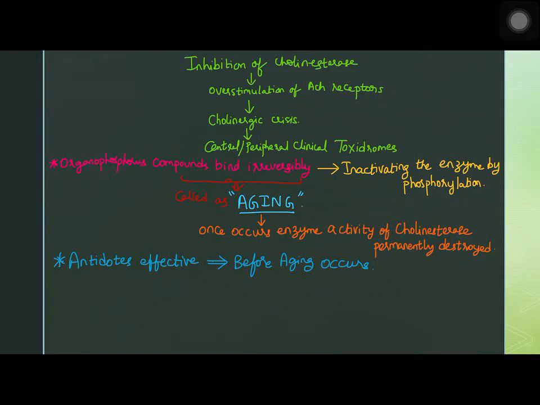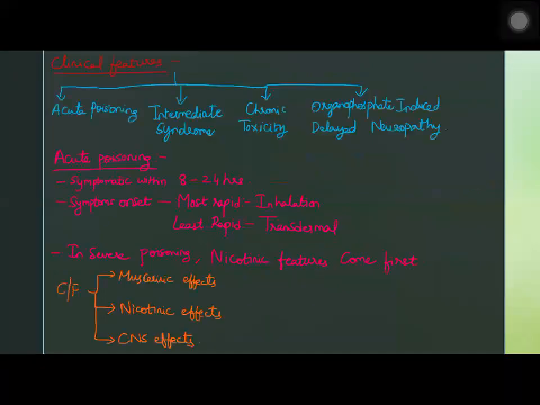Organophosphorus compounds bind irreversibly to the cholinesterase, and they inhibit the enzyme by phosphorylation. This irreversible binding of the organophosphorus compound to the enzyme is called aging. Aging means it is permanently damaging the enzyme. So we give antidotes in organophosphorus poisoning, but those will be effective only before the aging occurs.